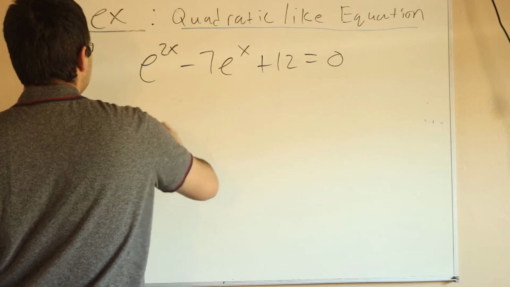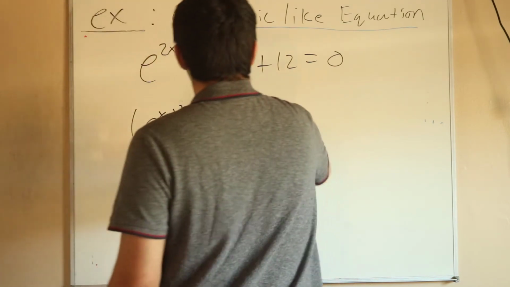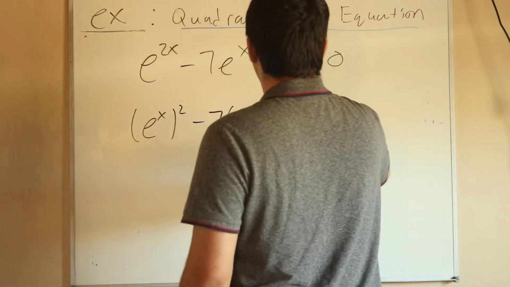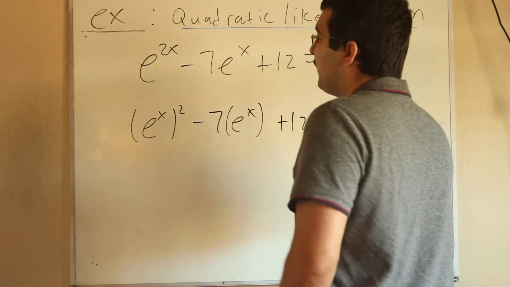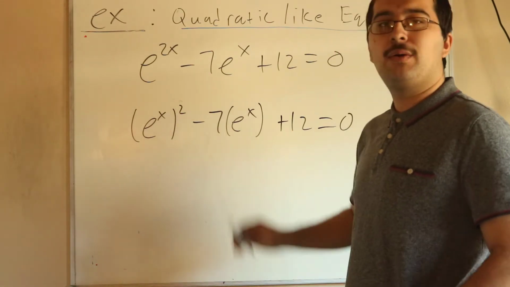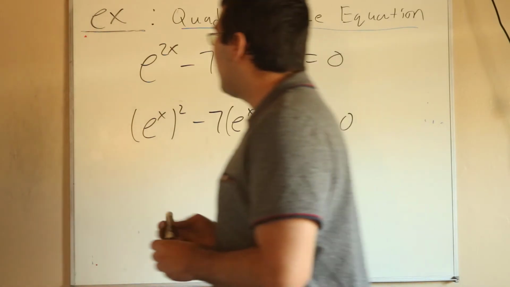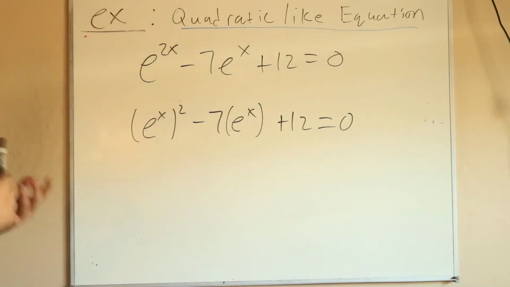I can rewrite this into e to the x squared minus 7 times e to the x plus 12 equals 0, right? Again, properties of exponents: I have a power taken to another power, so it tells us to multiply. Exactly what we have right there. So I can rewrite it like this. And hopefully once we write it like this, it starts becoming a bit more clear, right?